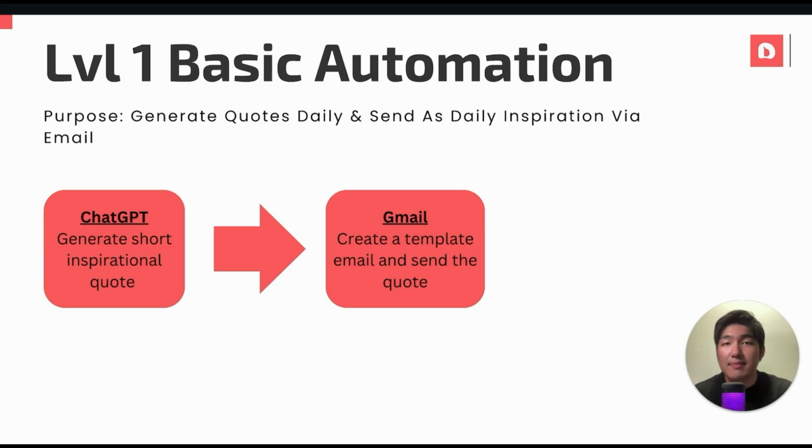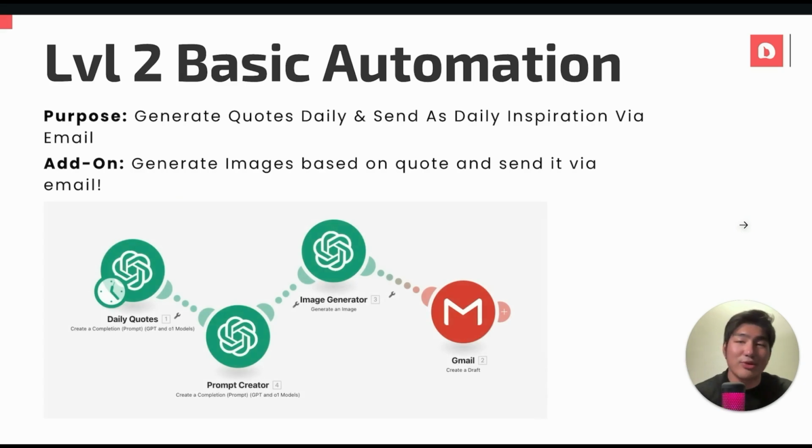Now after understanding basic AI automation and how you can convert your ideas into a full-fledged working automation, we're going to move into level 2 on how you can improve this automation workflow. Using the same example, let's say we want to also generate images based on a quote and send it via email. So we don't want to just have a text, we want to have an inspirational image sent to us on a daily basis. How can we do so?